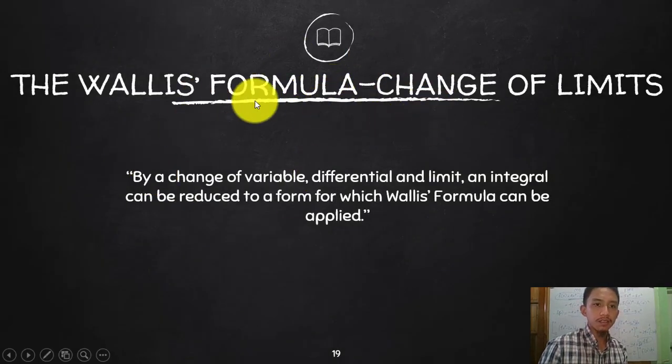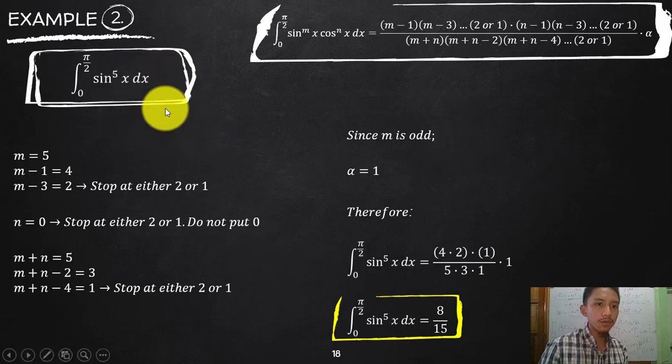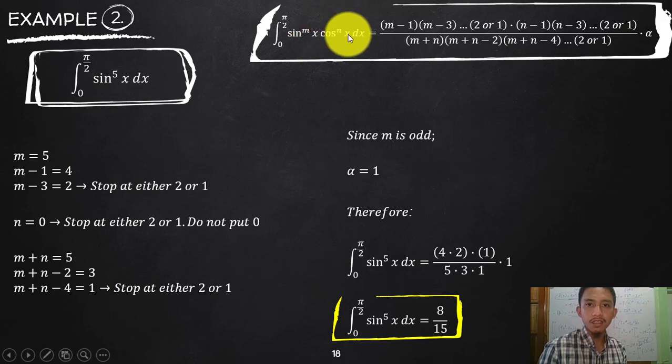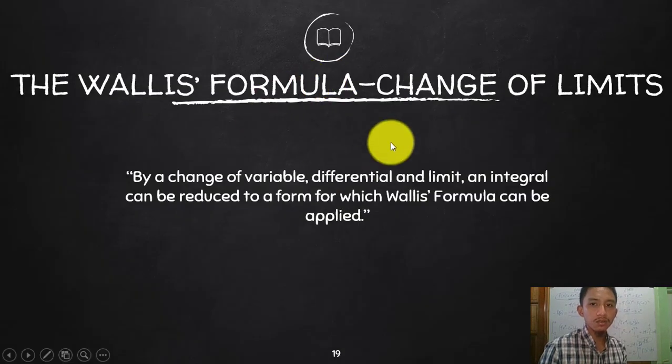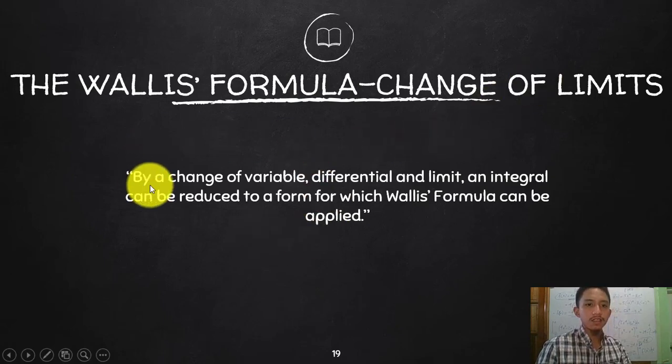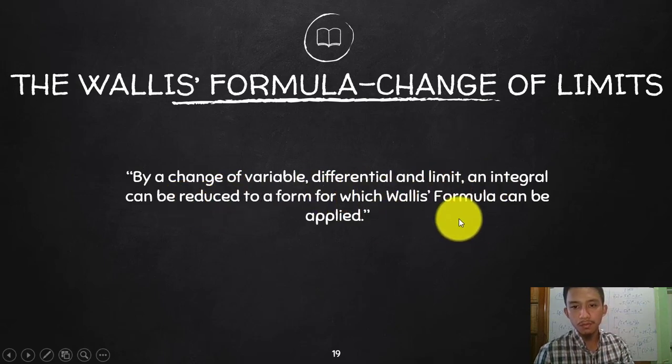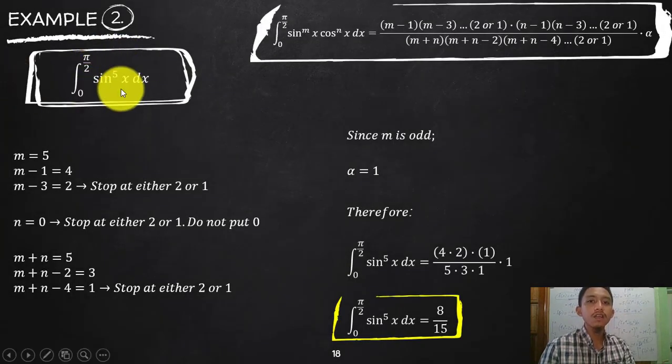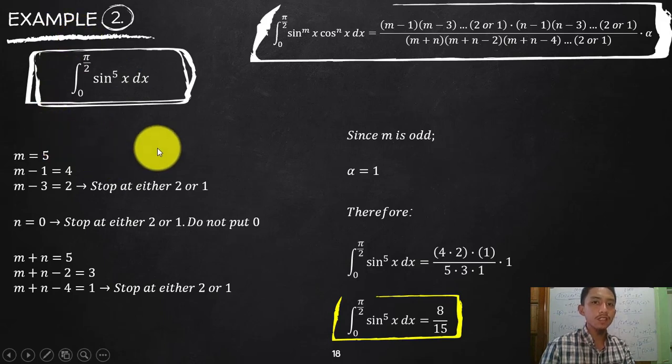What if you do not have this sine mx and cosine nx, and you do not have that limit 0 to pi over 2, but you still have sine and cosine? You can actually do what we call the change of limits. By change of variable, differential, and limits, an integral can be reduced to the form to which the Wallis formula can be applied. So even if it is not in the form of Wallis, if you can put it in that form by changing variable, and of course if you change variable you need to change limit, then you can use your Wallis formula.